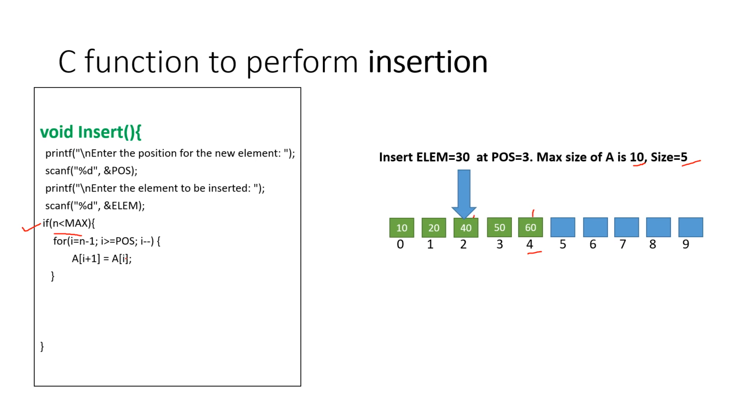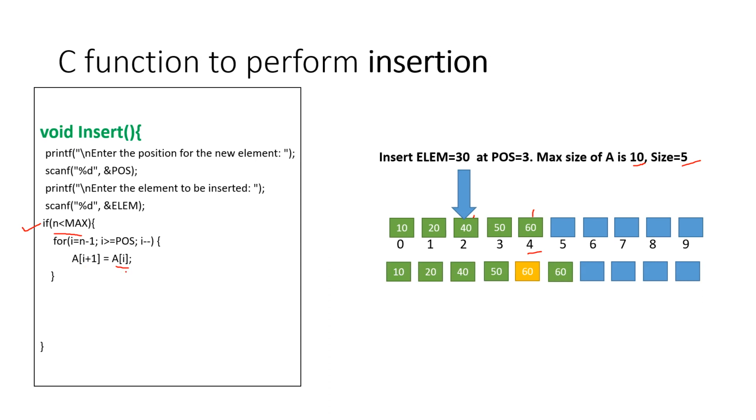You have to start shifting by copying the previous element to the next place. 60 should be copied to the next. 60 was in the previous place, and must be copied to the new index, the higher index. A of I must be copied to A of I plus 1. If you write A of I equal to A of I plus 1, the data is gone.